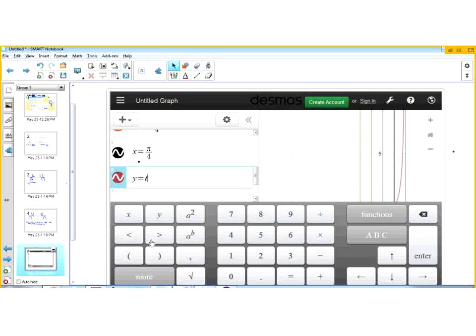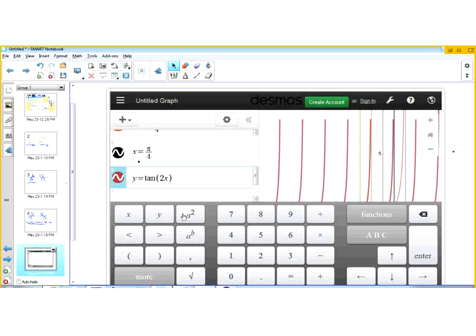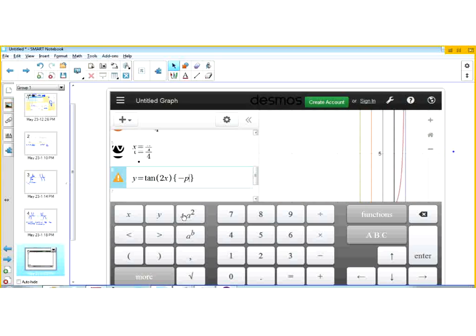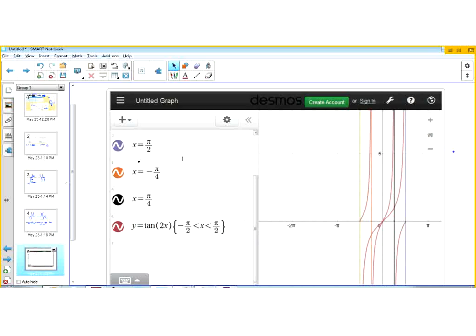And so we should anticipate that the new function, y equals tan 2x, will be compressed, the red curve compressed between the orange and black vertical asymptotes. I'll restrict it between negative pi over 2 and pi over 2, so negative pi over 2 is less than x, which is less than pi over 2. And that's shown in red.